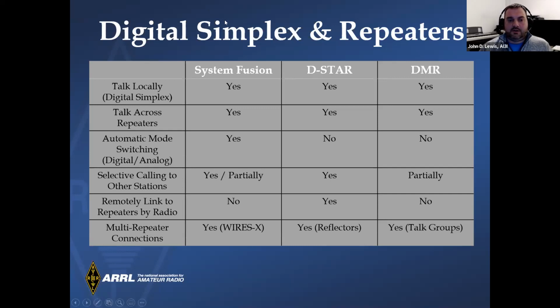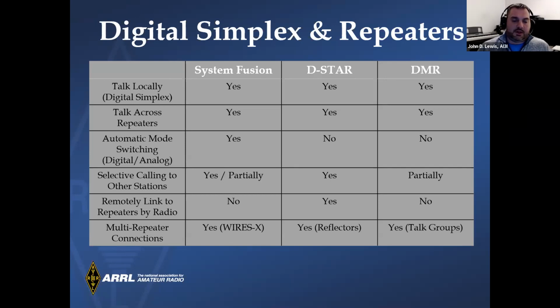What else? Selective calling to other stations. Yes, you can more or less selectively call with all these. DMR has some caveats. I would say the biggest caveat is being on the same network at the same time. D-Star lets you call pretty much across the entire network and make selective calls at any time. With System Fusion, it depends where you're tuned into, but essentially, yes, you can do selective calling, no problem.